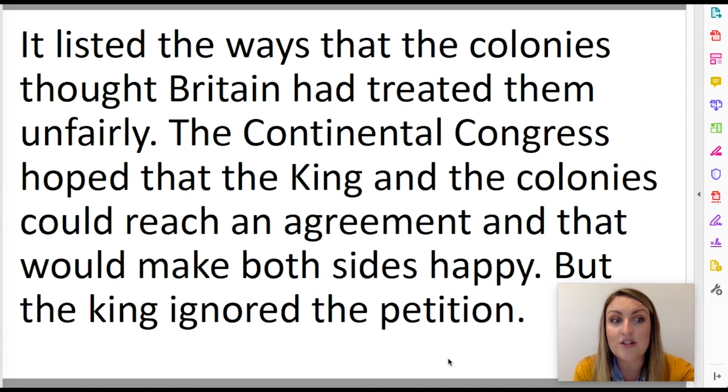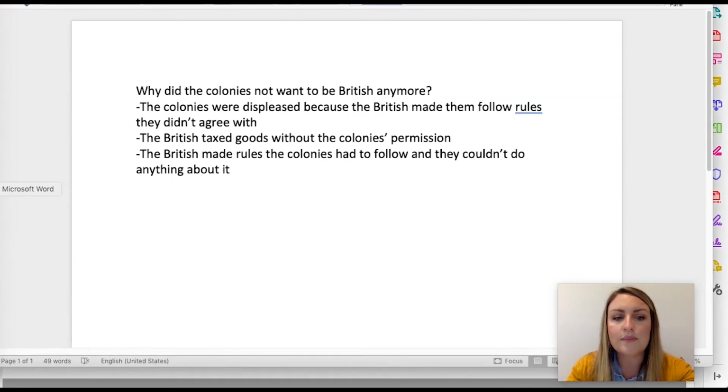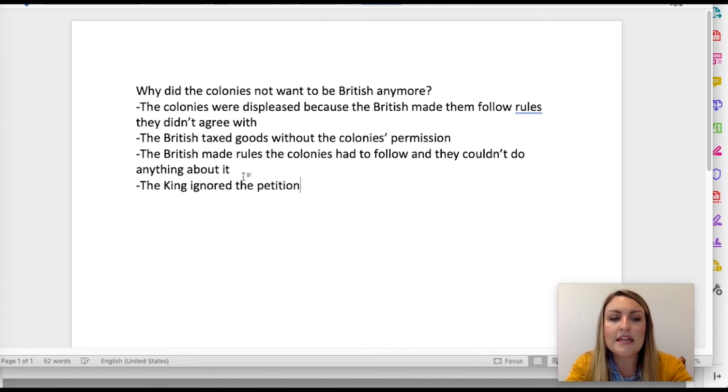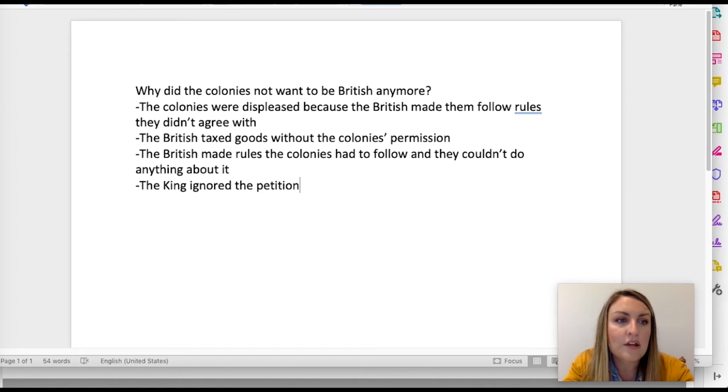Let's add this to our notes. Go ahead and make another bullet point on your notes below where you've already written. This just helps you to stay organized. Remember, if I'm going too quickly, you can always hit the pause button or take a picture of what I'm saying. Okay, write this on your paper with me. The king ignored the petition. Okay, so the petition where they listed all their issues, he ignored it. Okay? Good job, boys and girls.